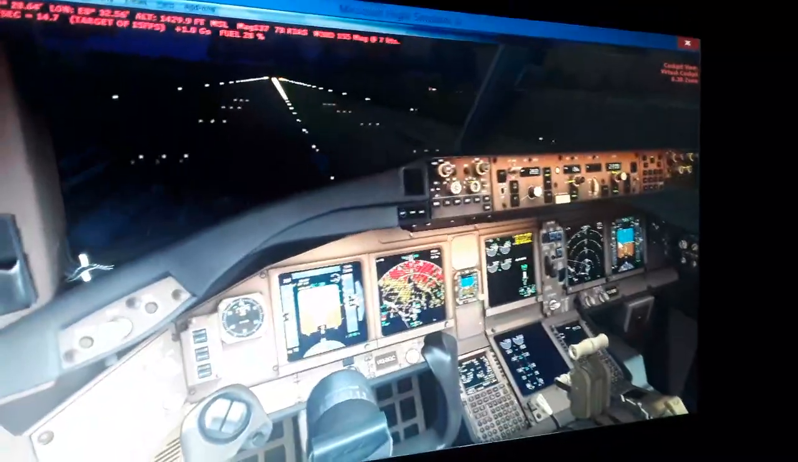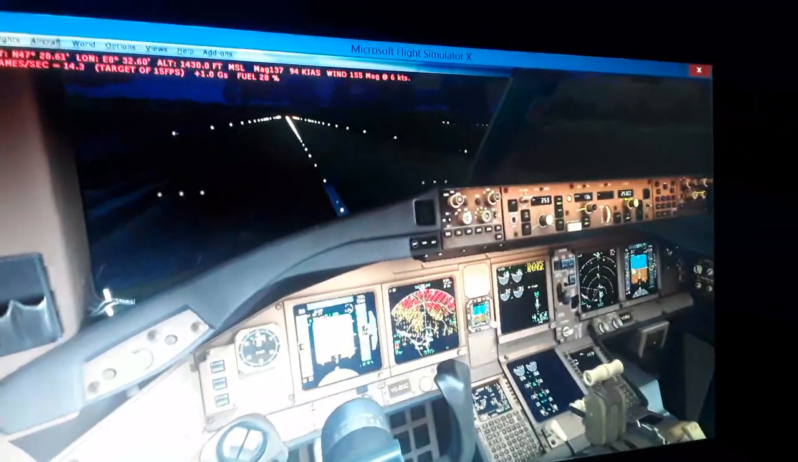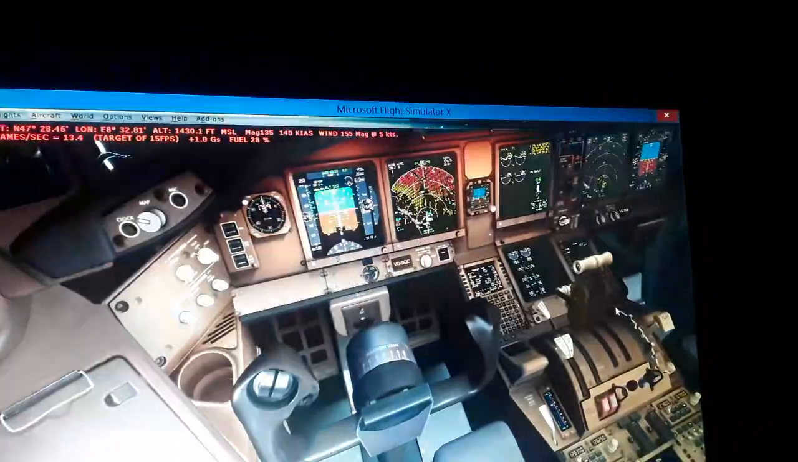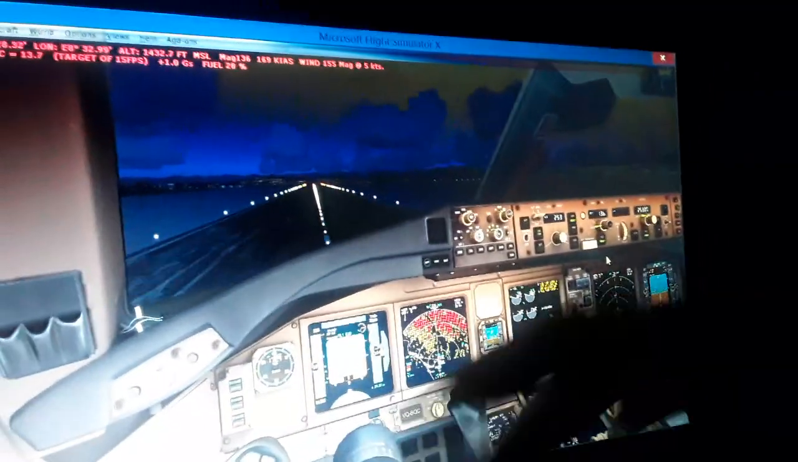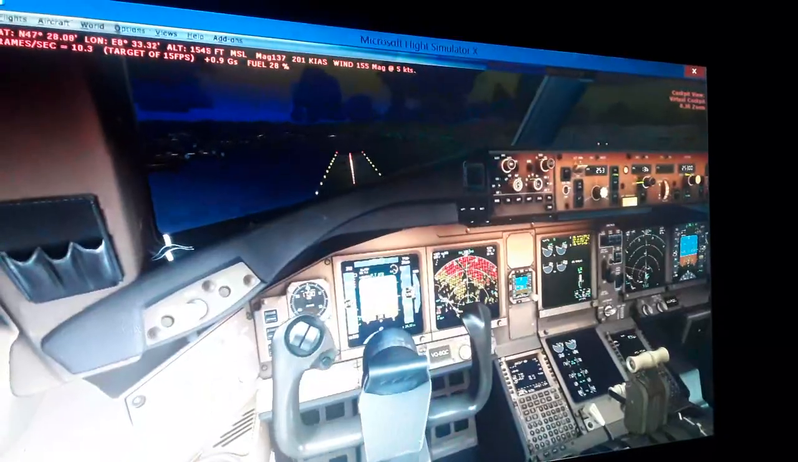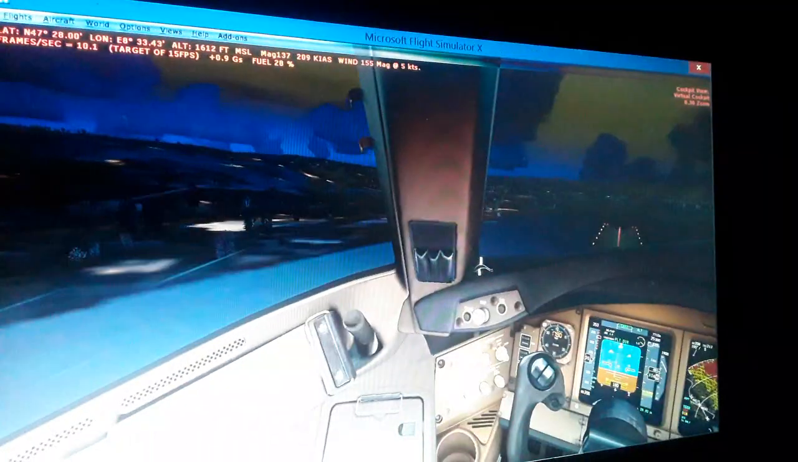So we use a full takeoff thrust. 80 knots, 100 knots, V1, we rotate, and V2, so we take off. You can see we must be careful not to hit the tail, so not pitch up the aircraft too much.